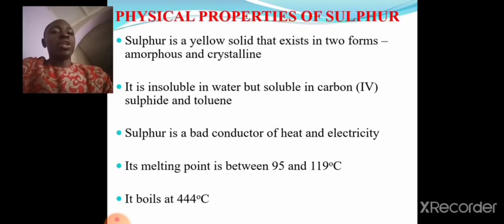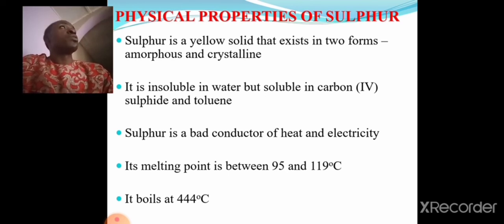Okay, what are the physical properties of sulfur? Sulfur is a yellow solid that exists in 2 forms. It can be amorphous, and then it can be crystalline. So we have crystalline forms of sulfur and amorphous form of sulfur. We're talking more about the allotropy of sulfur in the next lesson.